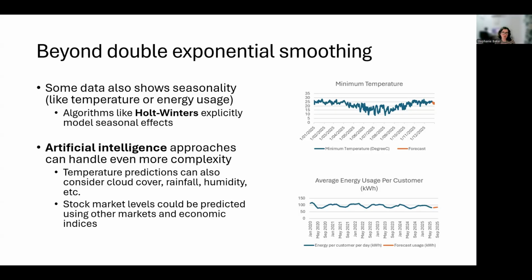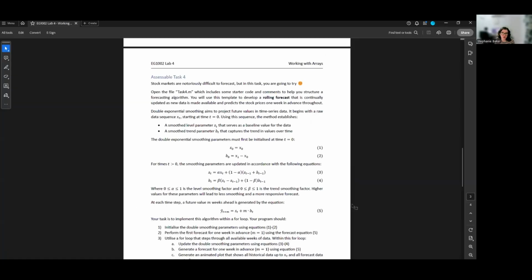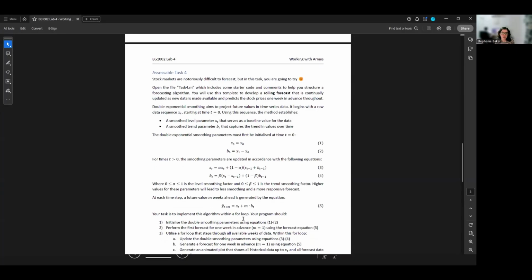Anyway, that's the overview of how time series forecasting works and all of the options that are out there. But for today, we're focusing on just our double exponential smoothing. So I'll pop back over to our task sheet. I might just share my whole screen at this point so that we can go through both MATLAB and the task sheet. What we've got is some starter code that I'll show you in a second.